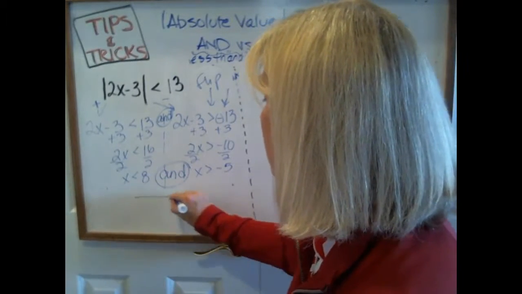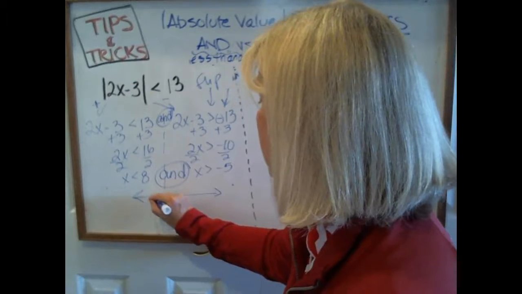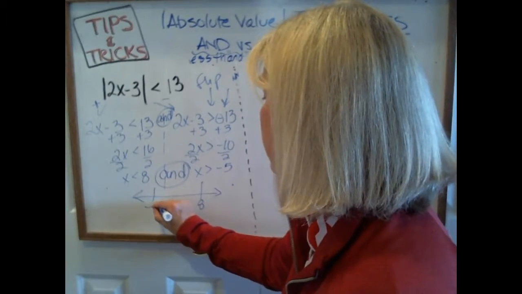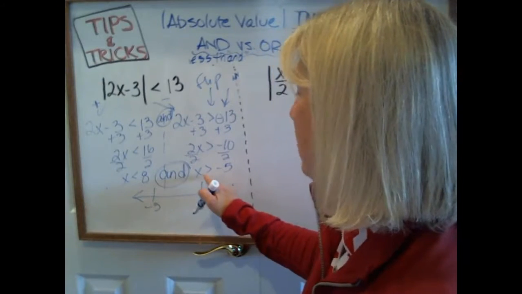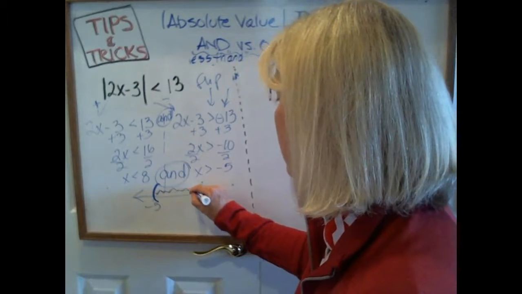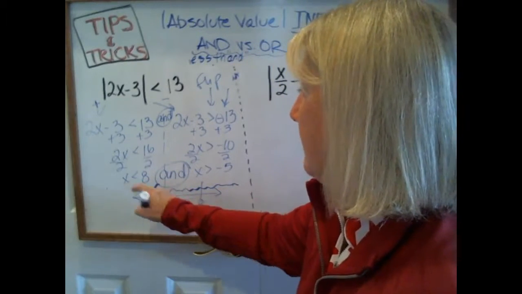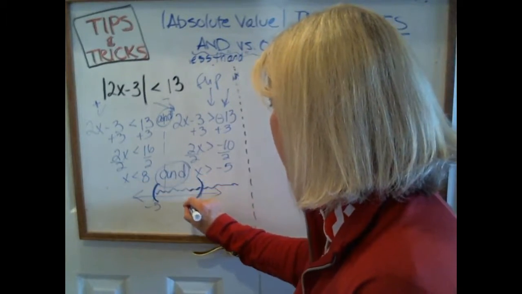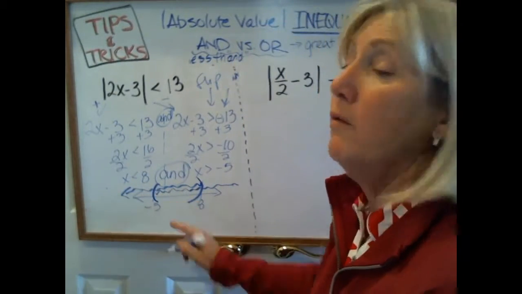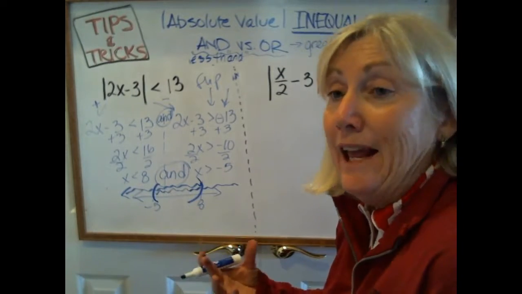So then when we put these on a number line, we have the 8 and the negative 5 like we did before. But now it's greater than negative 5. So it's a parenthesis, and we're going to go this way. And then we have less than 8, and we go this way. So we see that we overlap, which makes the and work.